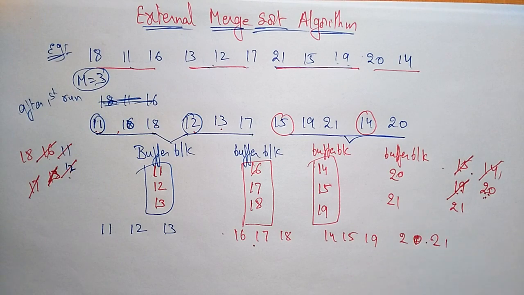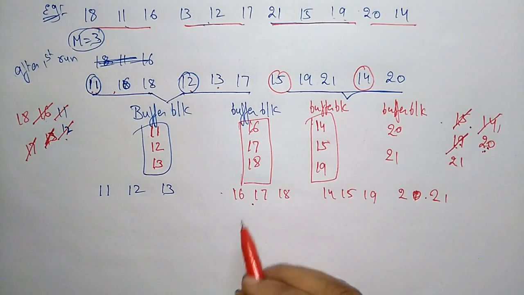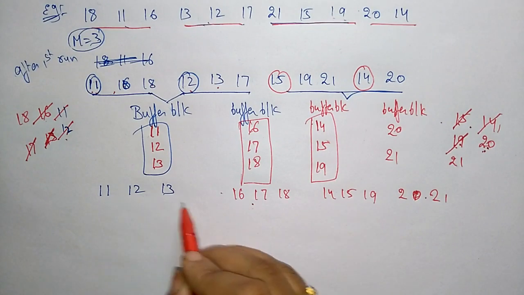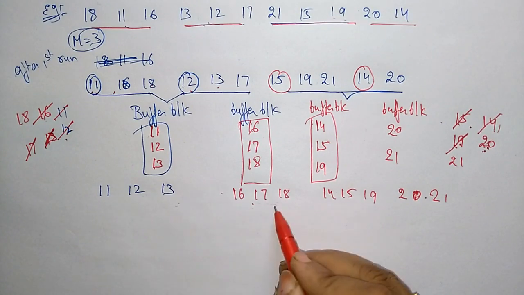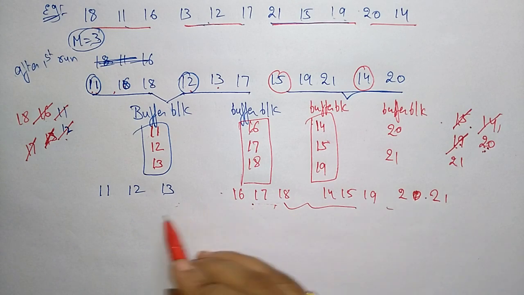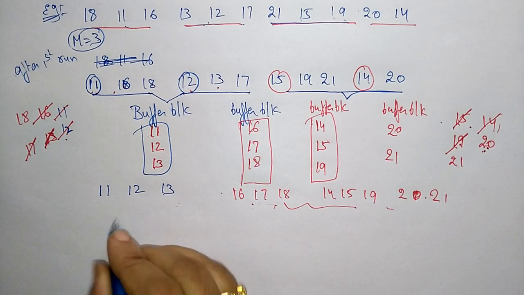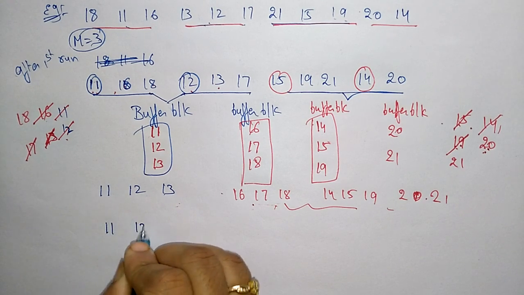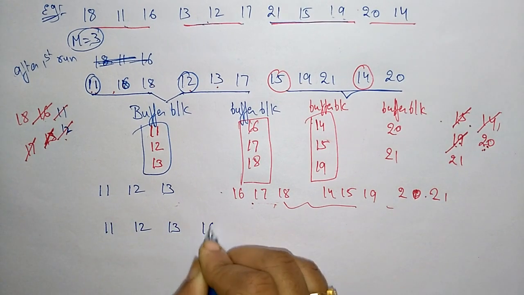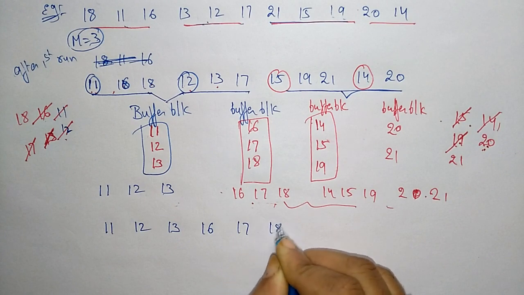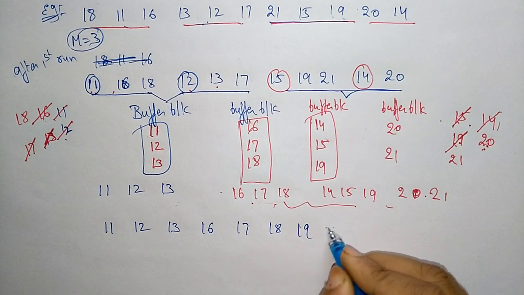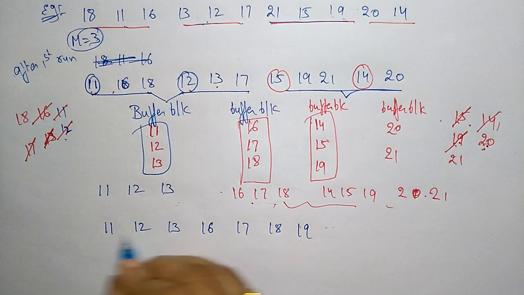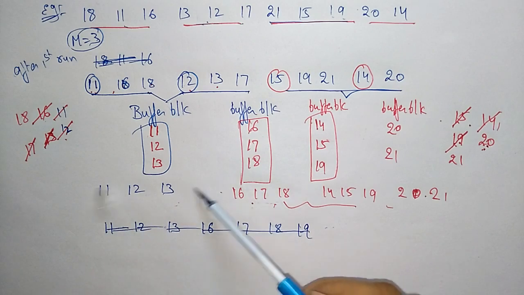20, 21. Okay, so in the same procedure you have to follow. This is sorted, so you have to do the merge sort on these two, like that. Finally you will get the output as 11, 12, 13, 16, 17, 18, 19, sorry, I'm sorry.